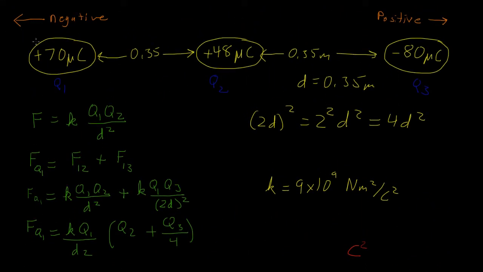We got a negative answer. So the repulsion between these two is greater than the attraction between Q3 and Q1. So Q1 will actually want to go to the left. So I'll just write here that the force on Q1 is negative 144 newtons.